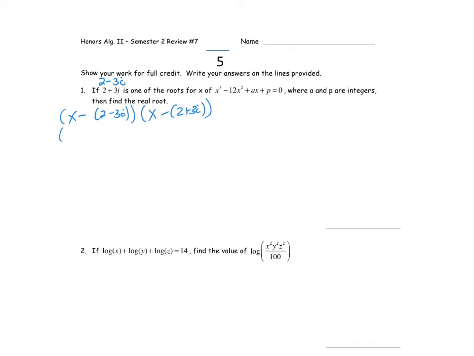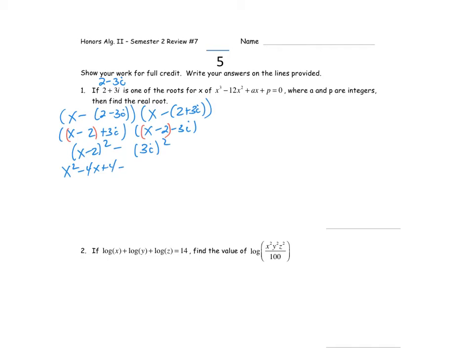I'm going to go ahead and expand this. I'm going to distribute the negative, so I'm going to have x minus 2 plus 3i, and distribute the negative in the second factor, so x minus 2 minus 3i. And then I'm going to group the x minus 2's so that it's a little easier to multiply this out. We recognize this as a difference of squares pattern, so this will become x minus 2 squared minus the quantity 3i squared. x minus 2 squared is x squared minus 4x plus 4.